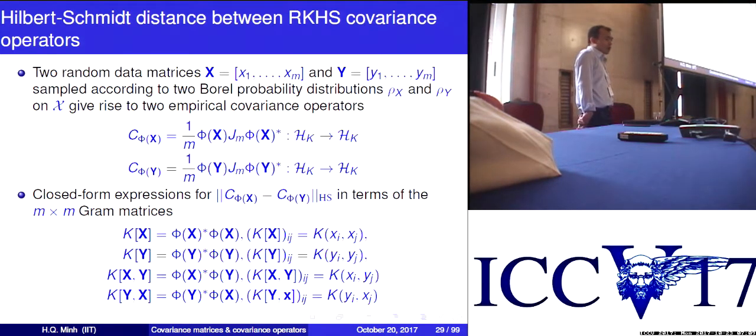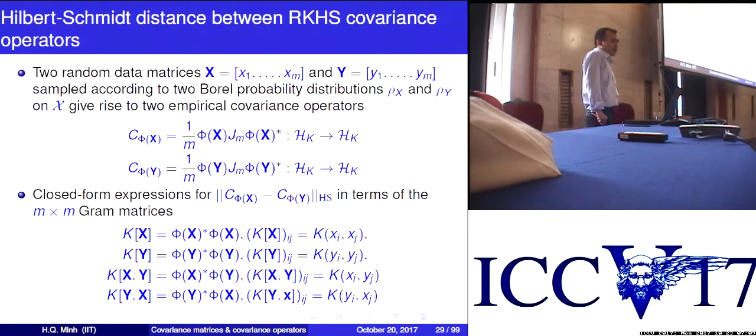So the Gram matrices are defined by, for example, KX equals VX star VX. This one is actually finite dimensional. It's an M by M matrix, because phi X has dimension of HK times M, and phi X star has dimension M times HK. So when we multiply phi X star with phi X, we actually have an M by M matrix.